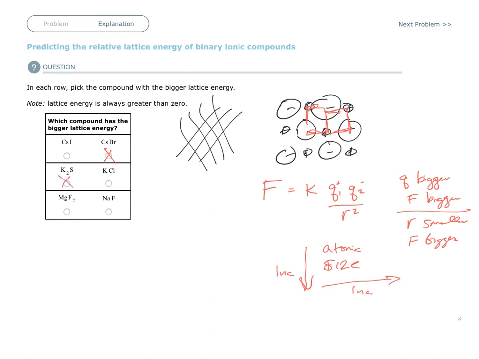And then the last one is the magnesium and fluorine and the sodium and fluorine. Okay. Well, magnesium has a charge of 2 and sodium has a charge of 1. So the magnesium has a bigger Q, and so it's going to have a bigger F, and that's what they're asking for. Which one has the bigger lattice energy? Okay. I think you can get this.